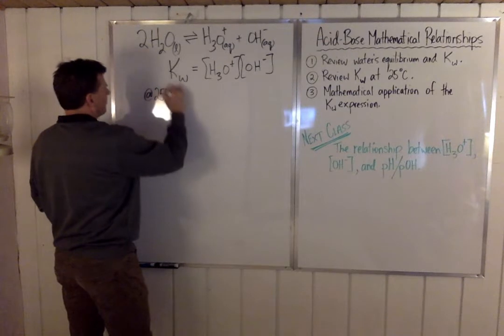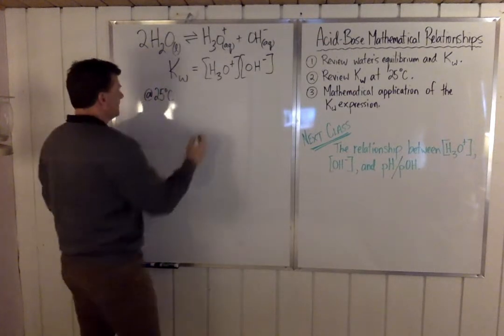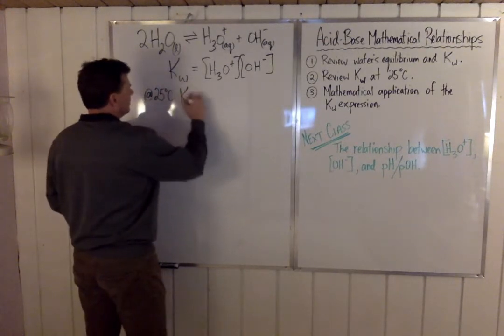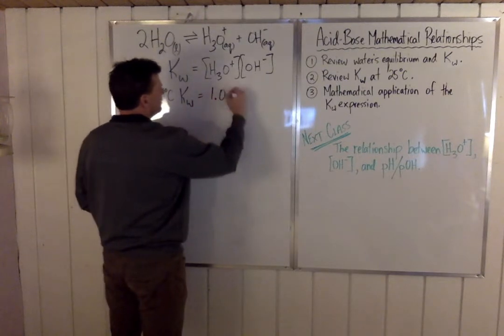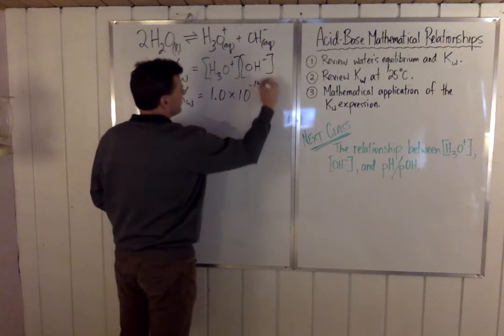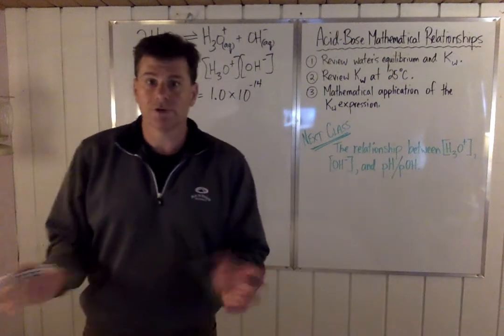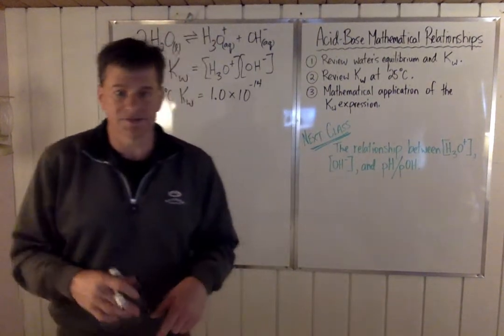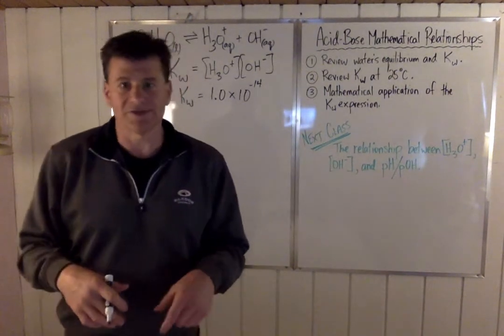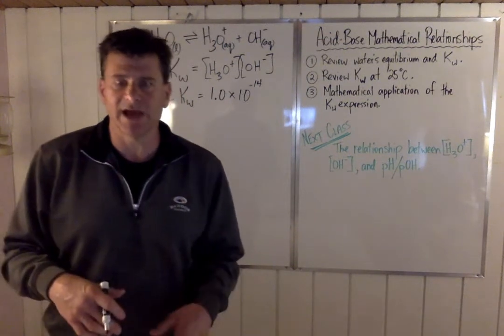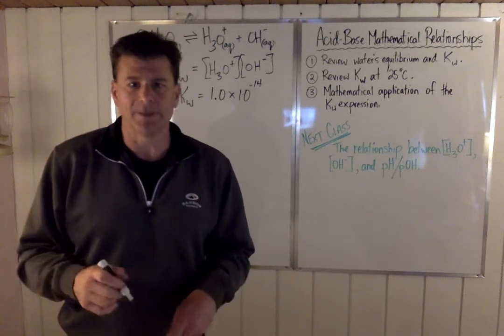At 25 degrees Celsius, Kw equals 1.0 times 10 to the negative 14. Critical that you remember that. Okay, so it's going to pop in your head all the time, and so you won't probably actively have to memorize it, but you need to know that number.